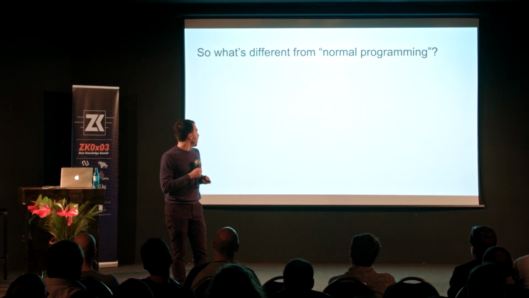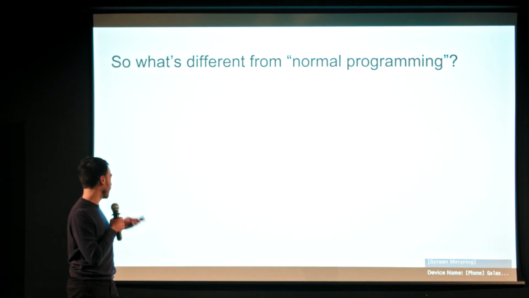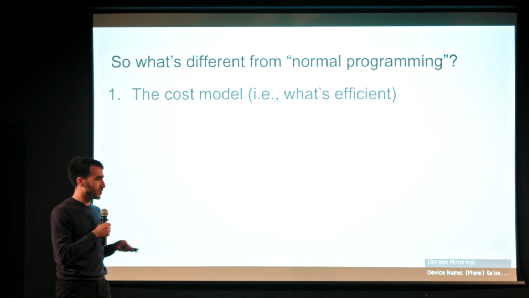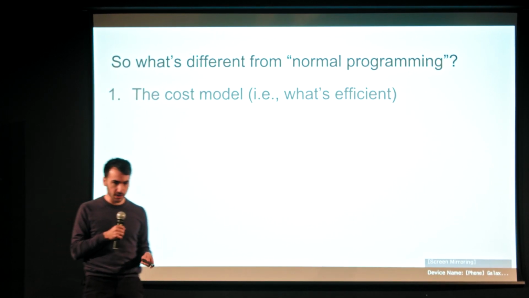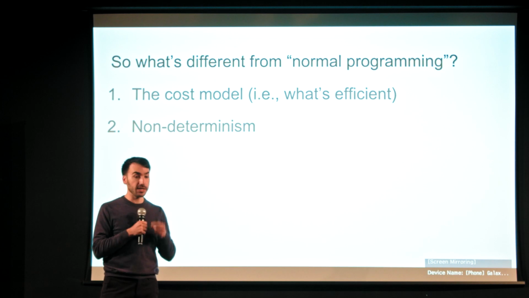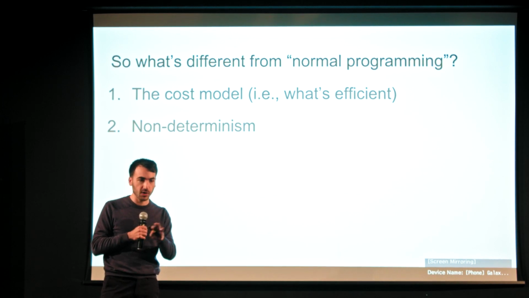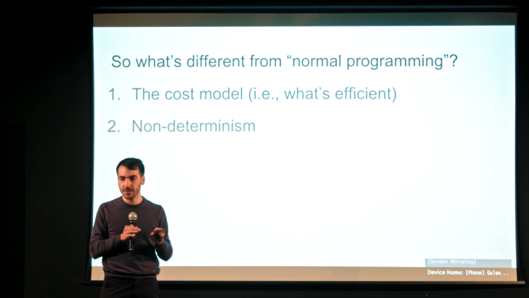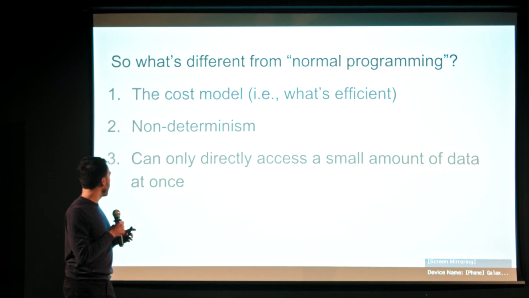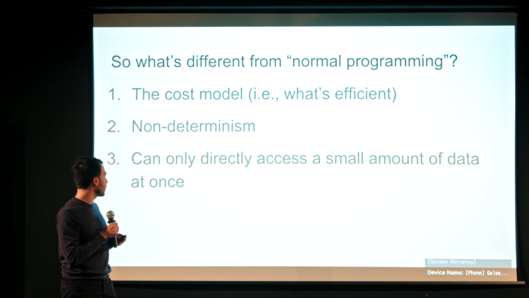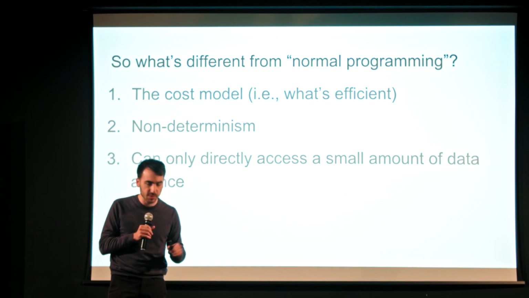So what about SNARK programming is different from quote-unquote normal programming, or as I call it, CPU programming? No, I don't call it that, but programming. Well, one is the cost model. What is it that's efficient? Two is, in SNARKs, you have this magic superpower, which is called non-determinism. Don't worry if this is a scary sounding word, or if you don't know what it means, I'll talk about it. And the third is that inside of a SNARK you can only access a small amount of data at a time.